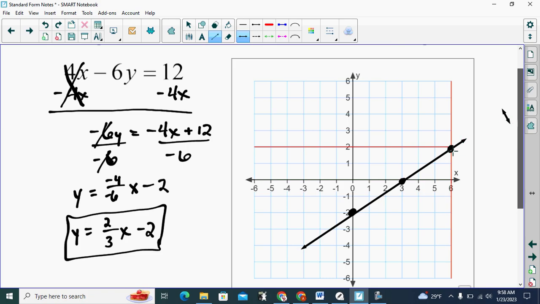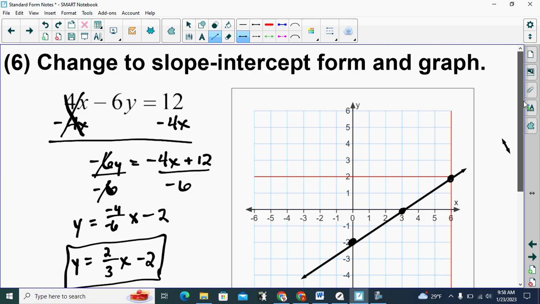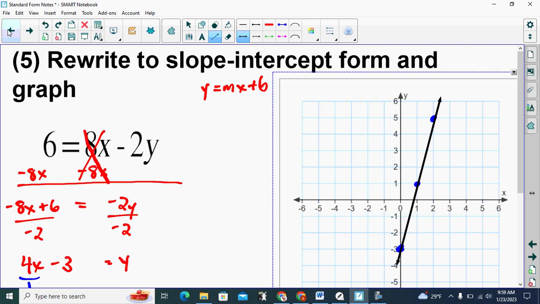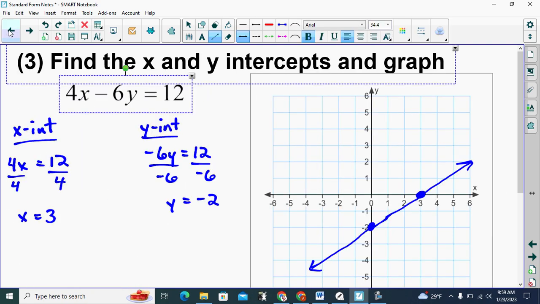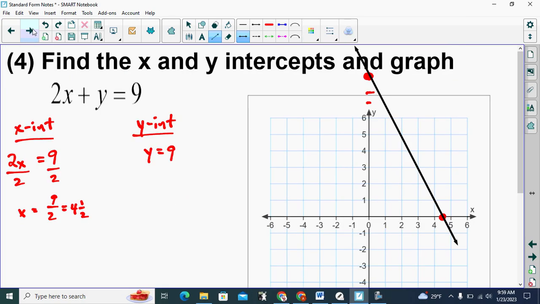And notice we actually did this problem earlier: 4x minus 6y equals 12. The directions were different, but the graph should be the same. This time we changed to slope-intercept form. Notice our graph's down here. Back in number 3, I think it was. Yep. We did it by finding the x and the y-intercepts. We did it differently, but we wound up with exactly the same graph. So either way you do it should give you the same graph.